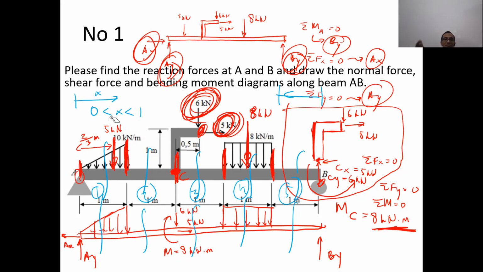Because normally when we have a discontinuity, for example, due to the concentrated force or concentrated moment, in the moment or the force diagram, there will be a jump there. Okay? You get it? Yes, sir. I understand. Good.